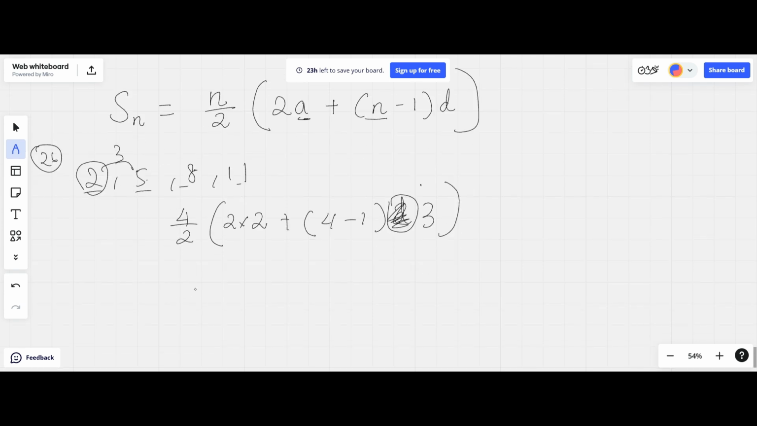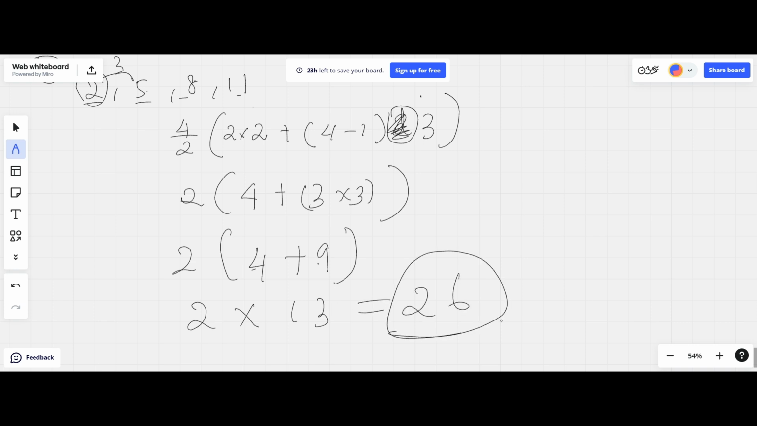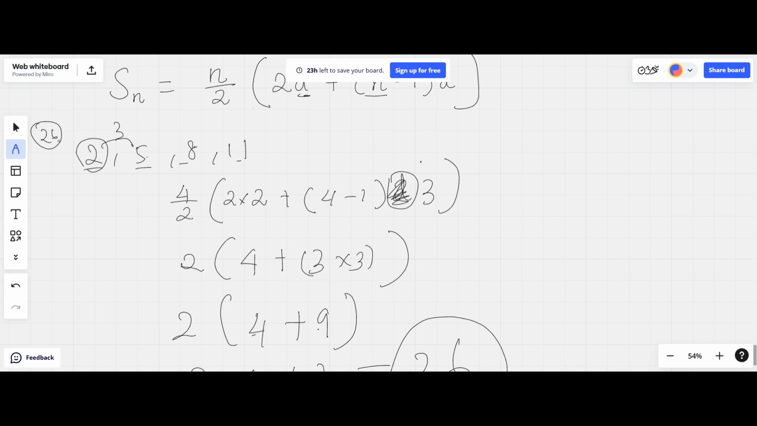So 4 divided by 2 is equal to 2. 2 into 2 is 4, plus 4 minus 1 is 3, 3 into 3 is 9. So 2 into 4 plus 9 is equal to 13. 13 into 2 is equal to 26. Same answer you are getting, 26.